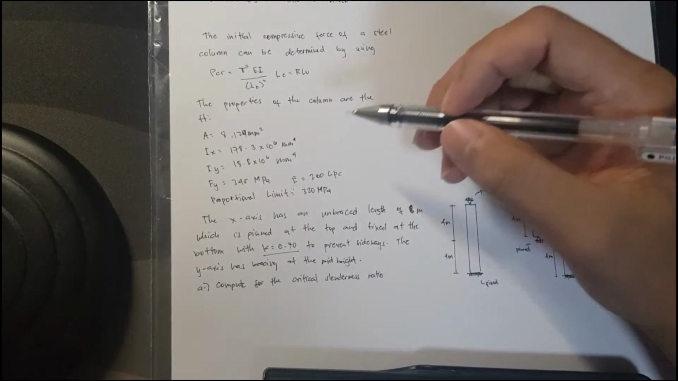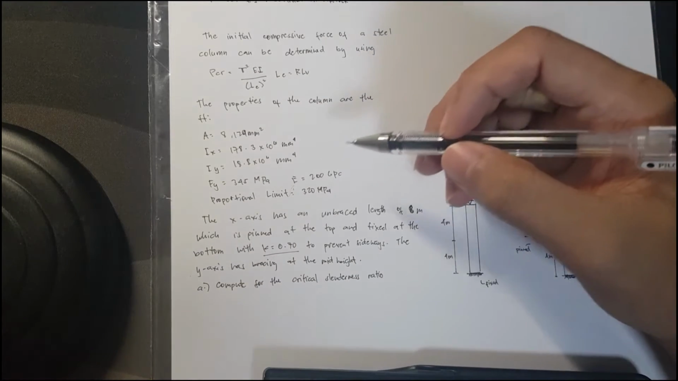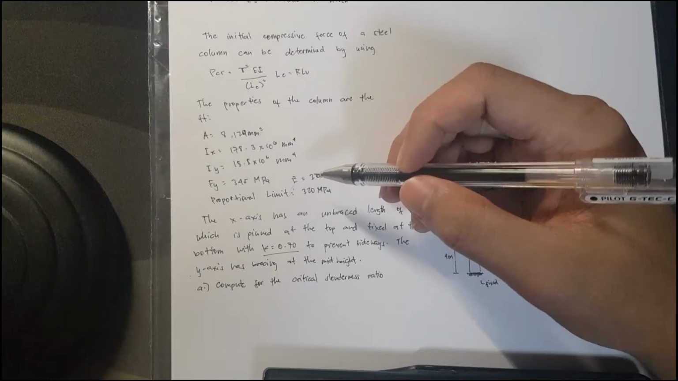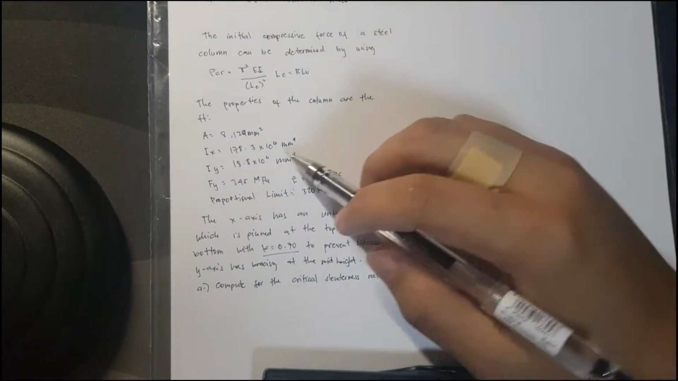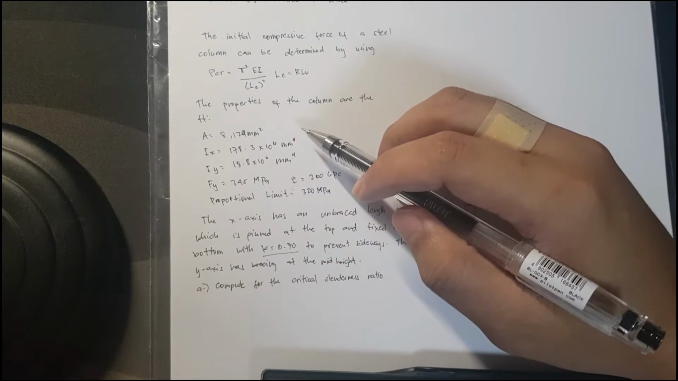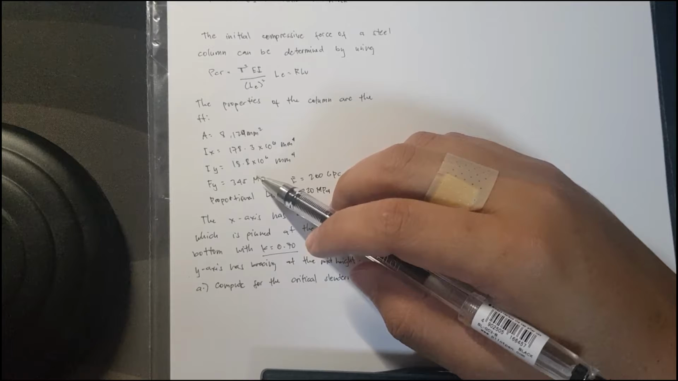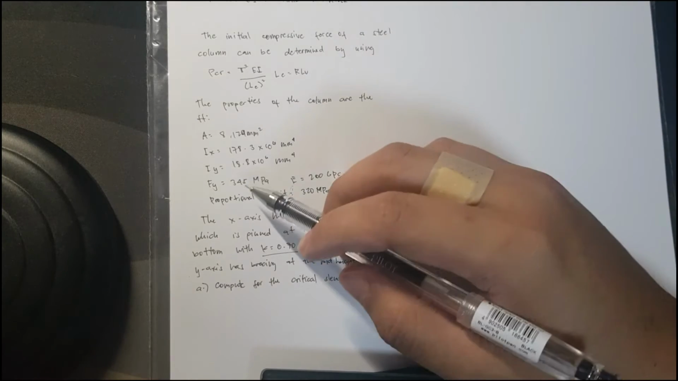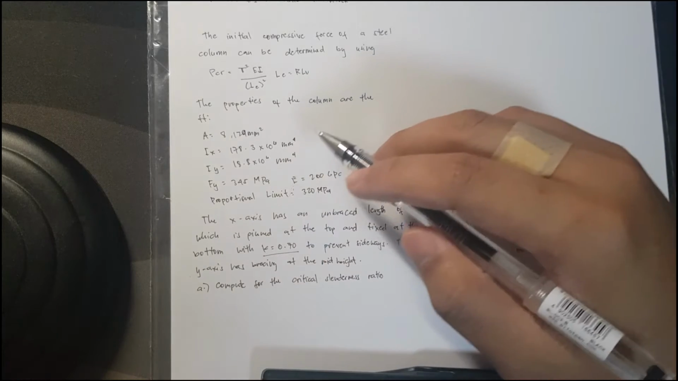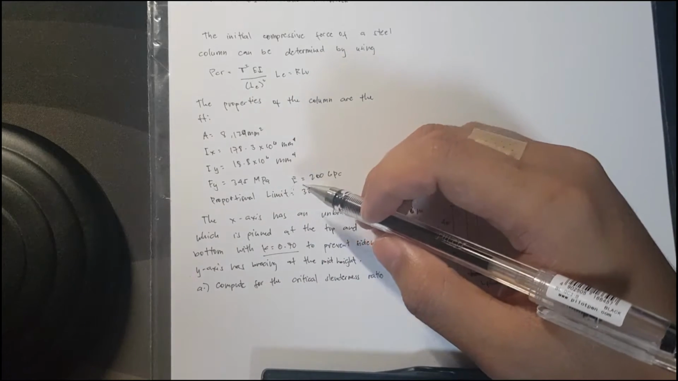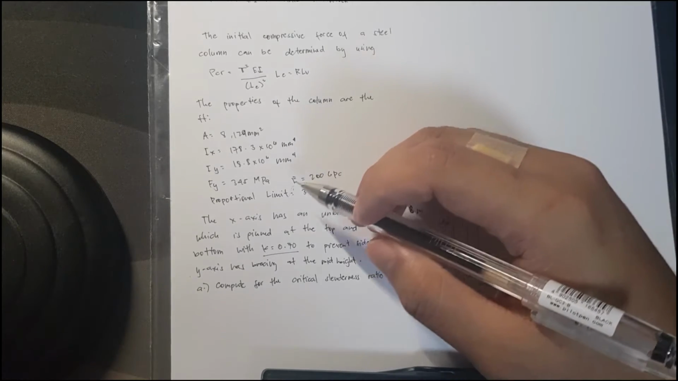So, ang area natin is 8,129 mm squared. Yung moment of inertia with respect to x natin is 178.3 times 10 raised to 6. Then yung moment of inertia natin with respect to y naman is 18.8 times 10 raised to 6. Fy natin is 345 megapascal. Proportional limit natin is 320 megapascal. Yung E naman natin is 200.